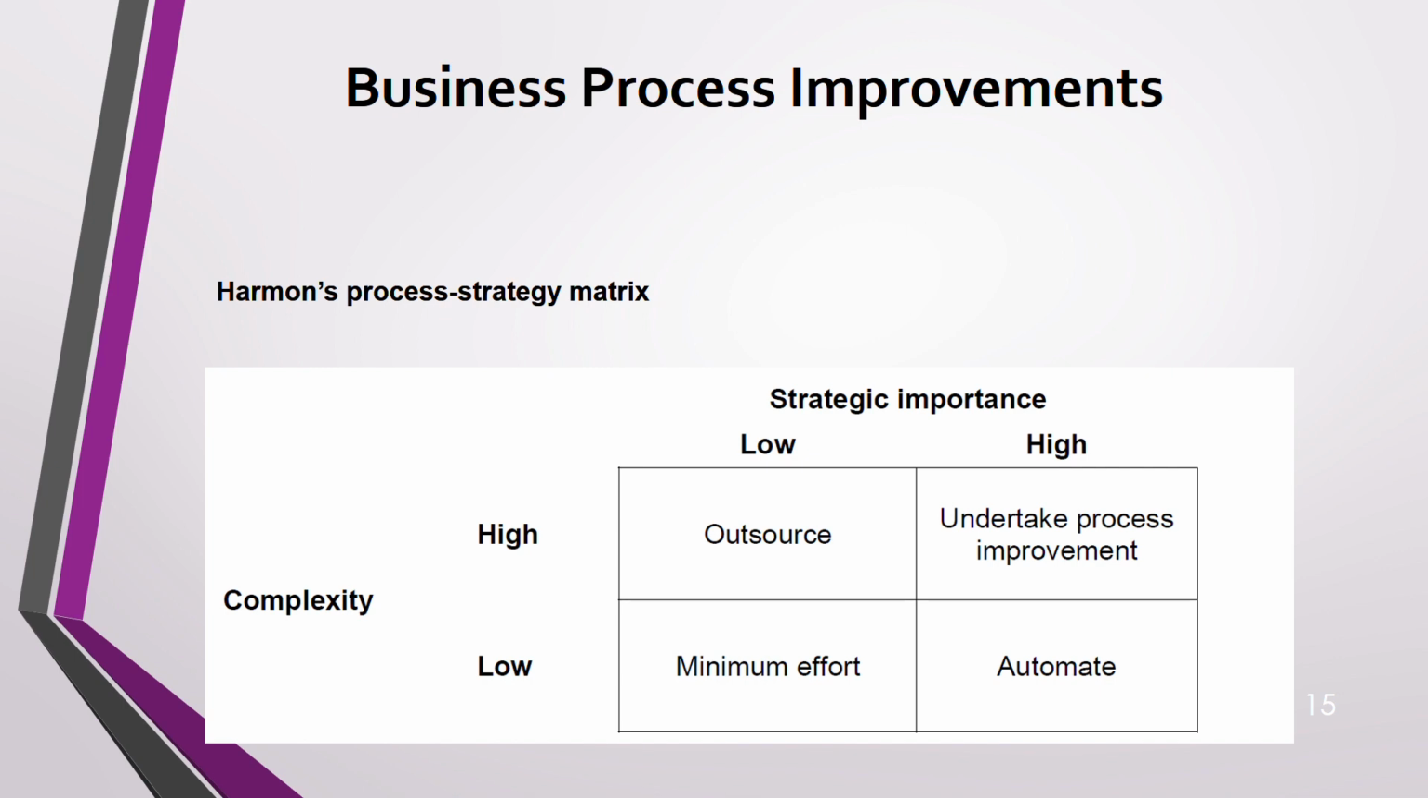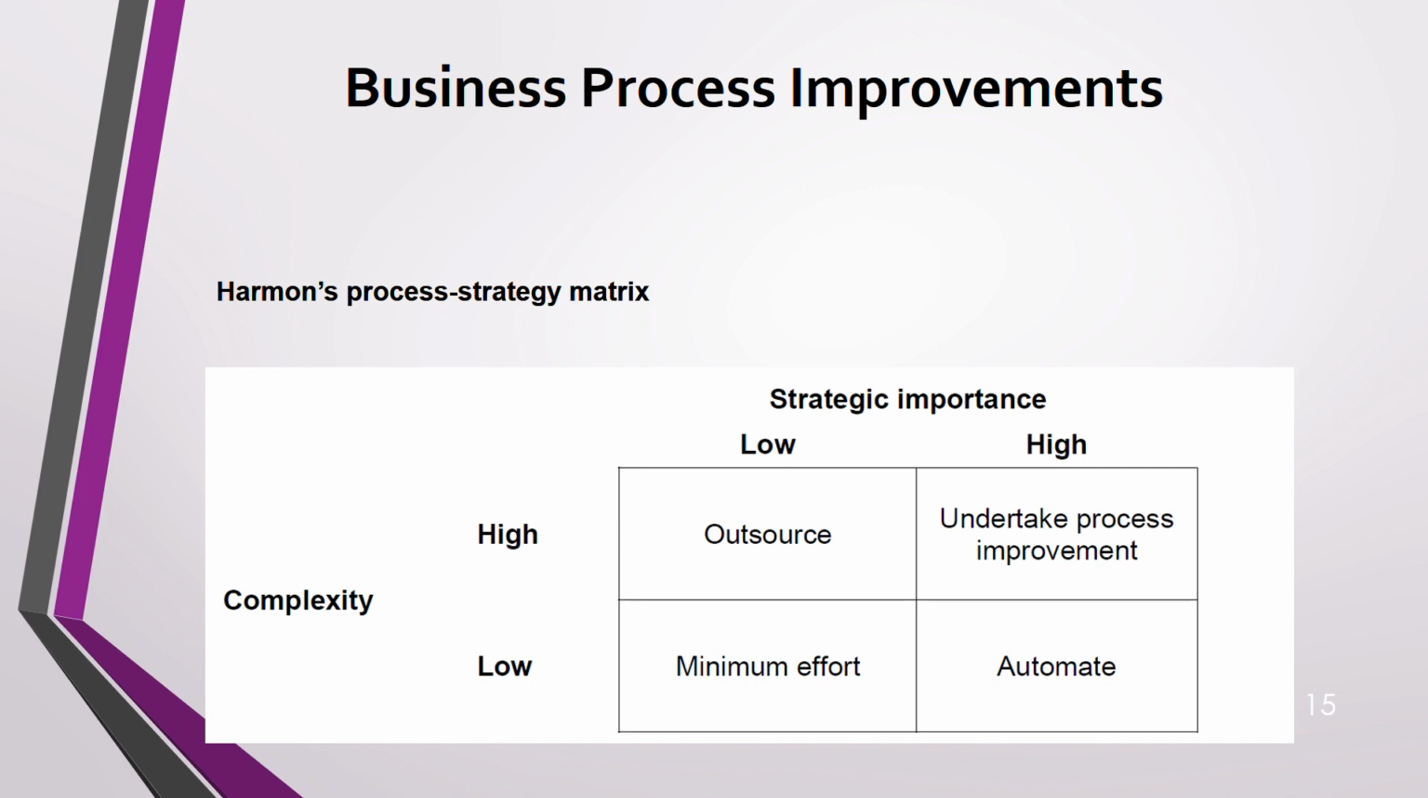Minimum effort is enough. Whereas if both are high, you have to undertake process improvement in that area only, remember. Because the process itself is very complex and strategic importance is also very high. That is the area where you have to undertake process improvement.